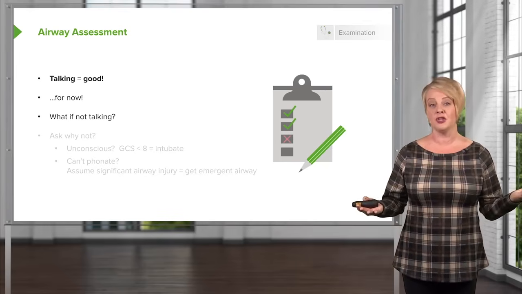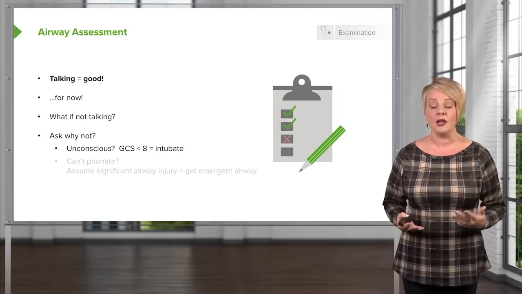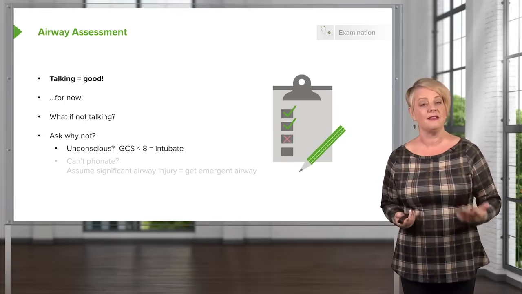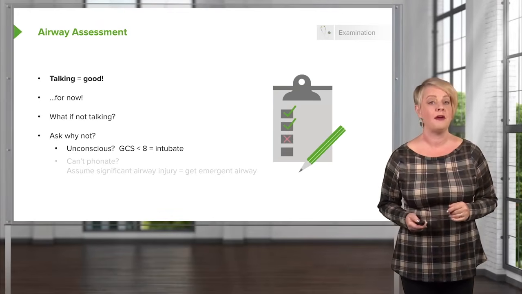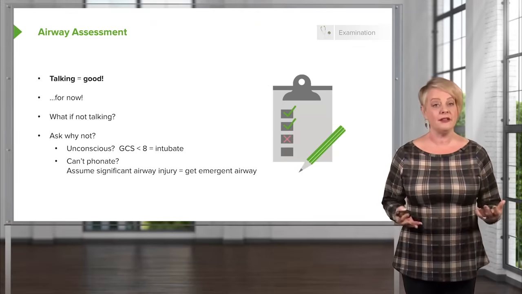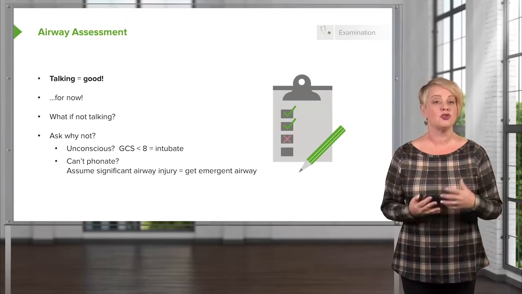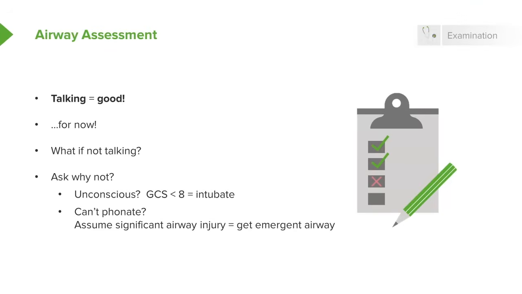What if the patient's not actually talking to you? Well, the question you should ask yourself is why. If the patient is unconscious or unresponsive, then that suggests a head injury. And if they have a significantly depressed GCS, you probably want to go ahead and provide definitive airway management in the form of intubation. If the patient is conscious, but they're unable to phonate, they're trying to speak, but nothing comes out, this is a sign of significant airway injury, and you want to make sure that you address that quickly. This is a situation where you're going to want to emergently intubate the patient or otherwise manage the airway if intubation is impossible.